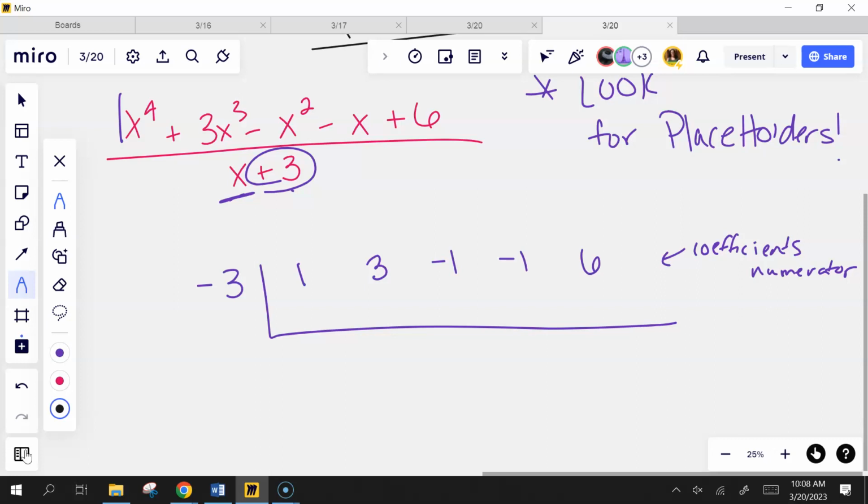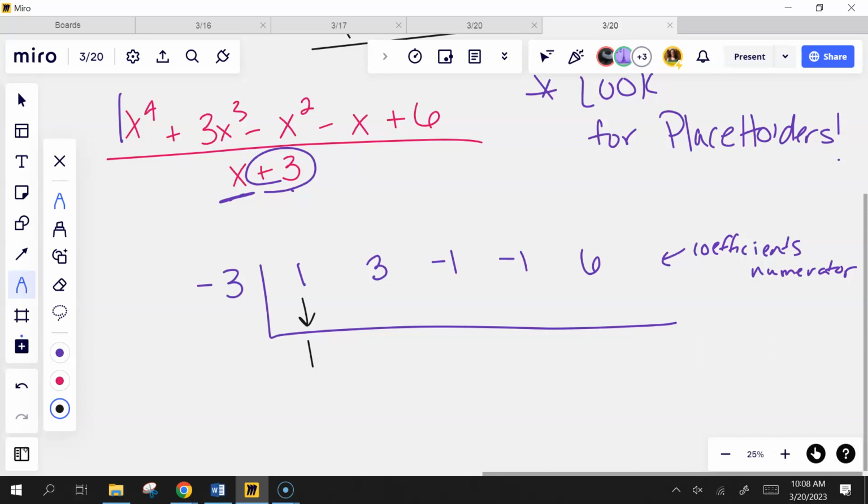Y'all ready for the magic? Okay, ready or not. Absolutely not. Thank you. Drop the first one. That's what I always say when I do this. Thanks for stealing my thunder, Logan.